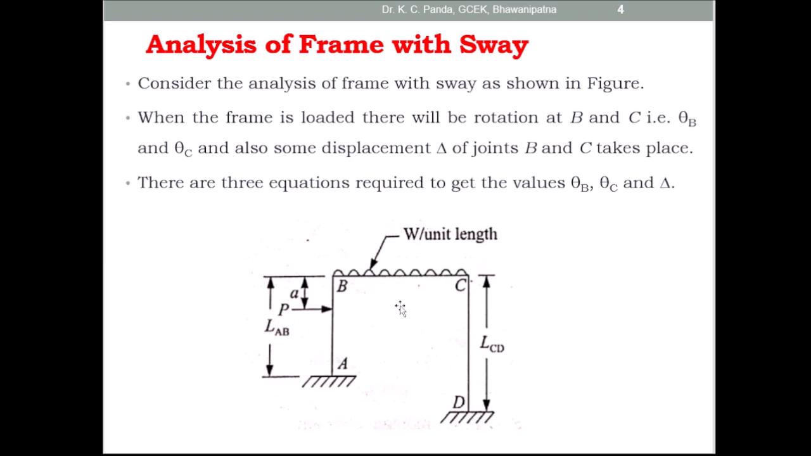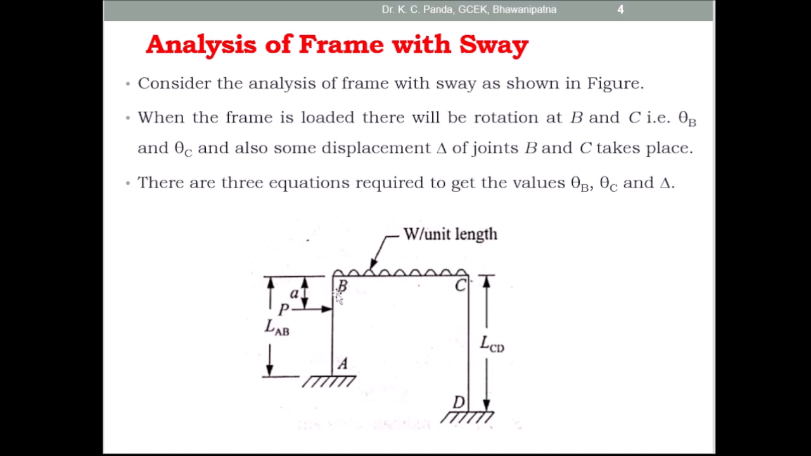Here there are three unknown displacements: two rotational displacements and one translational displacement. The two rotational displacements are at B and at C, theta B and theta C, and the one translational displacement is delta. These three unknown displacements you can find by using three equilibrium equations. In this problem, you can take one joint equilibrium equation at B and another at C.